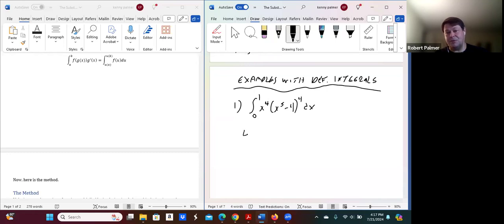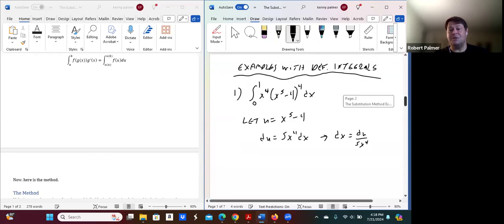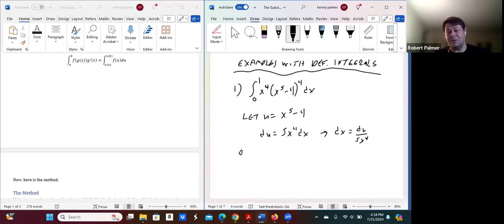Now, once again, let u be equal to x to the fifth minus 4. Then du is going to be equal to the derivative of this, which is 5x to the fourth, times dx. In the same way, let's solve for dx. So dx is equal to du over 5x to the fourth. Now, what's different here if we substitute in is thinking about our bounds.